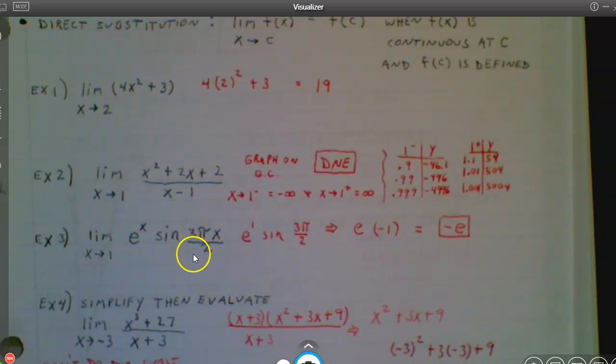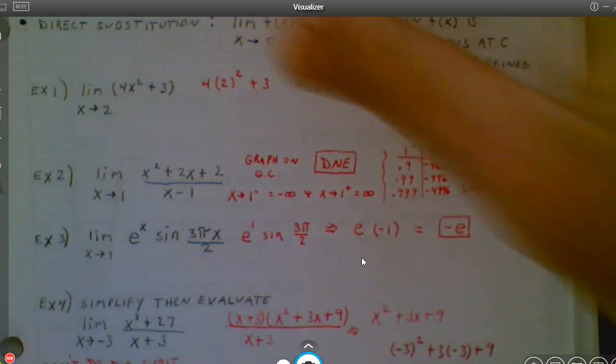So jump over to example 3 here. On this one, you can see this is a good candidate for direct substitution because I can simply plug in a 1 and it doesn't give me any issues like a 0 denominator or something like that. So in this case, we could just go ahead and plug in a 1 right there, and then we just got some cleanup to do. I have e to the first times the sine of 3 pi over 2. We know the sine of 3 pi over 2 is negative 1. So negative 1 times e is simply negative e. Direct substitution is a great way to go as long as the function is defined at that value.